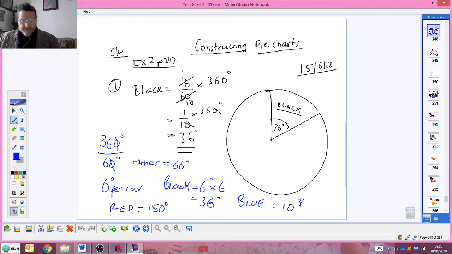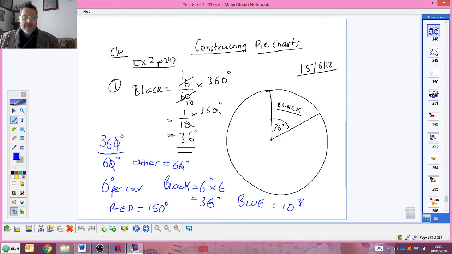Red cars, no, the other cars, no, black cars already done, haven't we? 6 times 6, 36, and the others were 11, and I did that one because I like my 11 times table. So 11 times 6 degrees is 66 degrees that represent the other colours that are not specified, some of the rarer colours maybe.